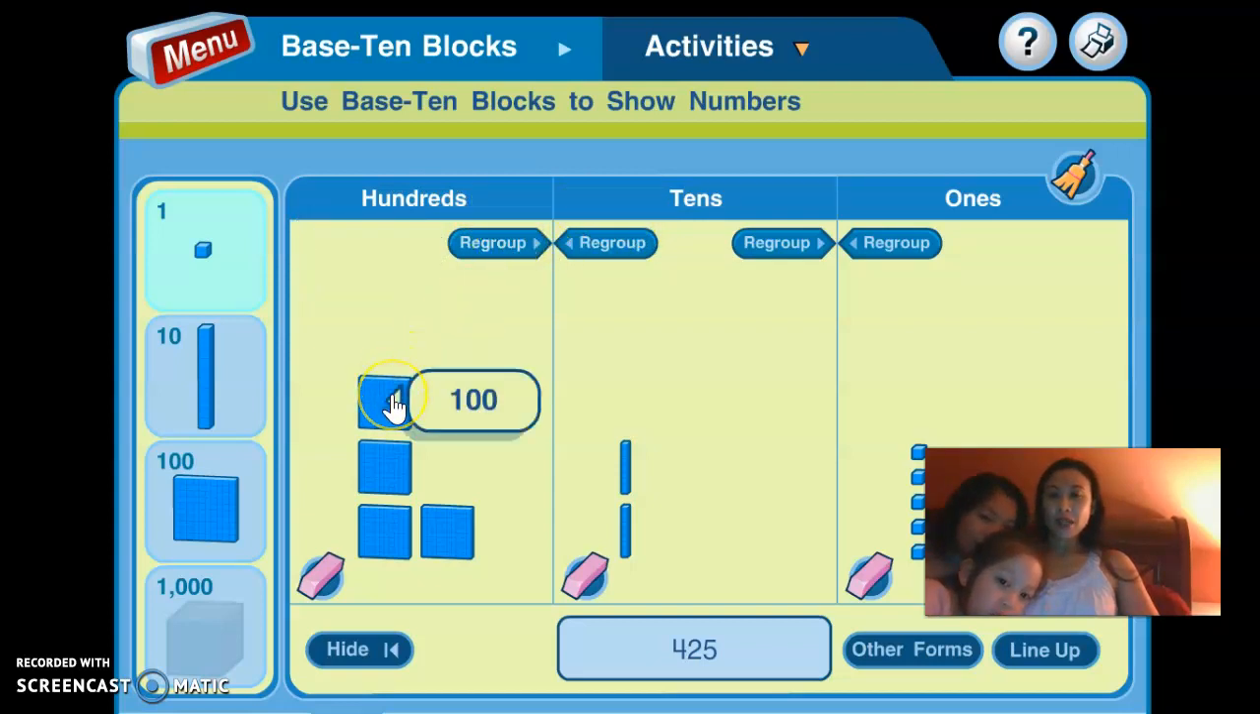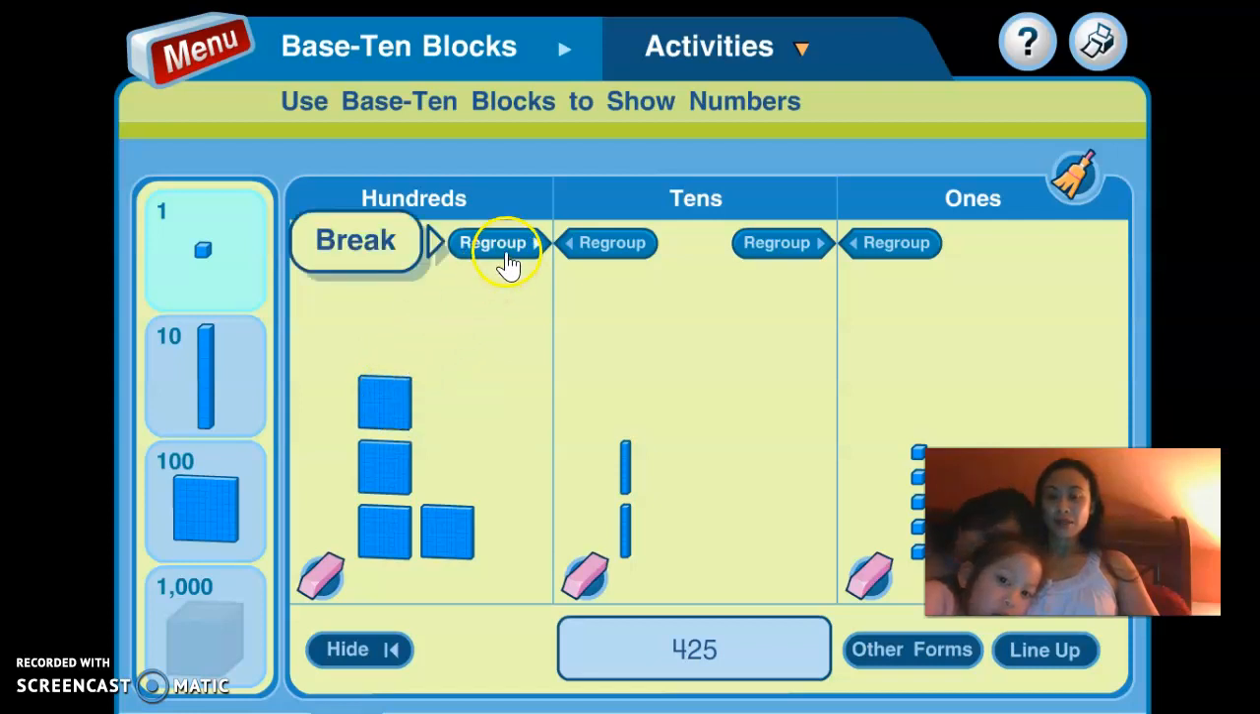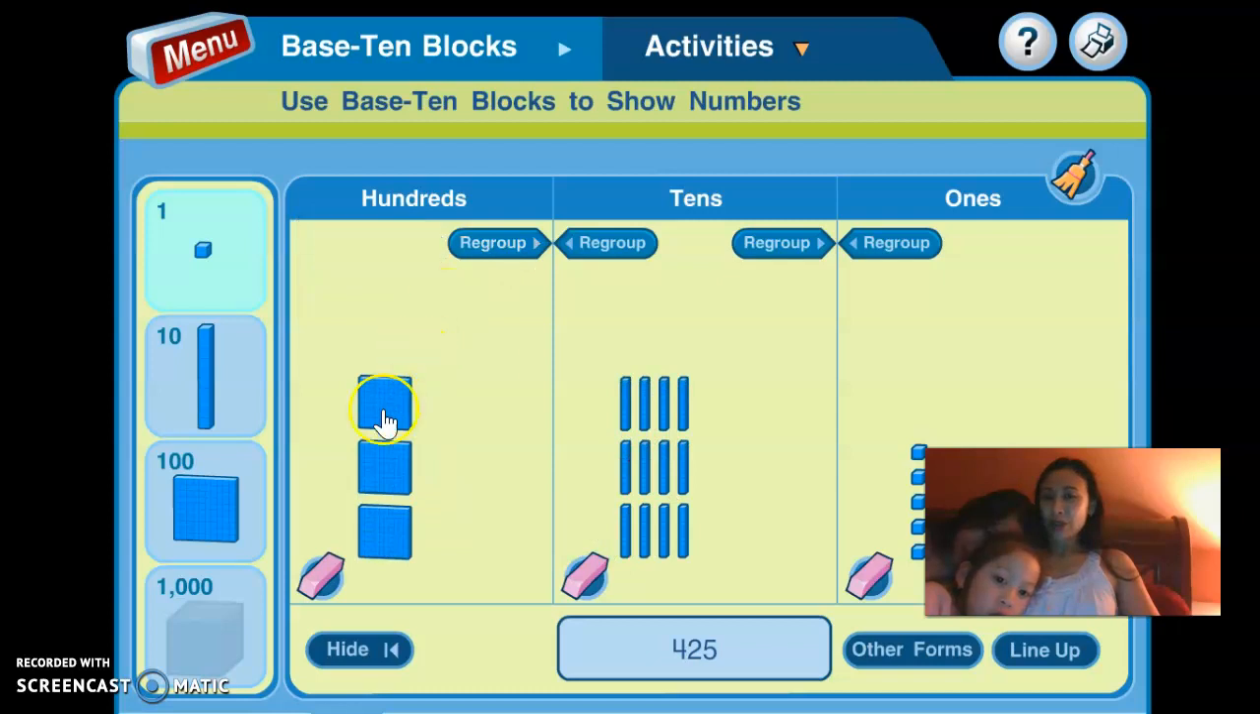So how many tens? If I break this 100 up, you get 10 more. So one of these breaks up into 10 of these. So now, how many hundreds do I have? 3. And how many tens do I have now?